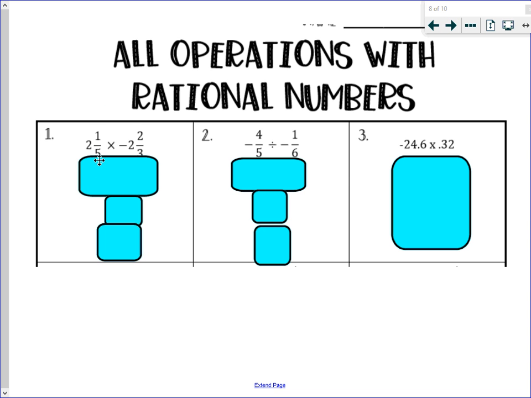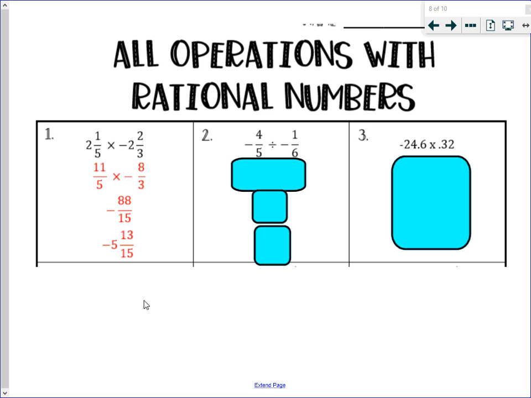Here we have 2 and 1/5, which is 11/5 times negative 8/3. Remember, you rewrite these to be improper fractions. And then you multiply across. In this case, it's 88 over 15. And then simplify if you can. So negative 5 13/15. I like to keep them as improper fractions.